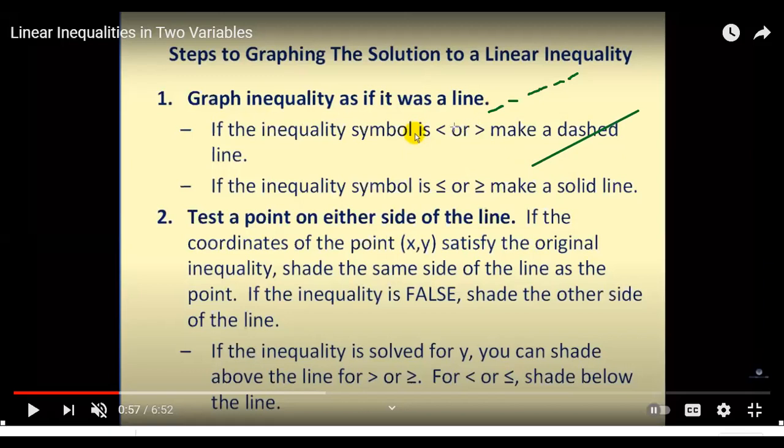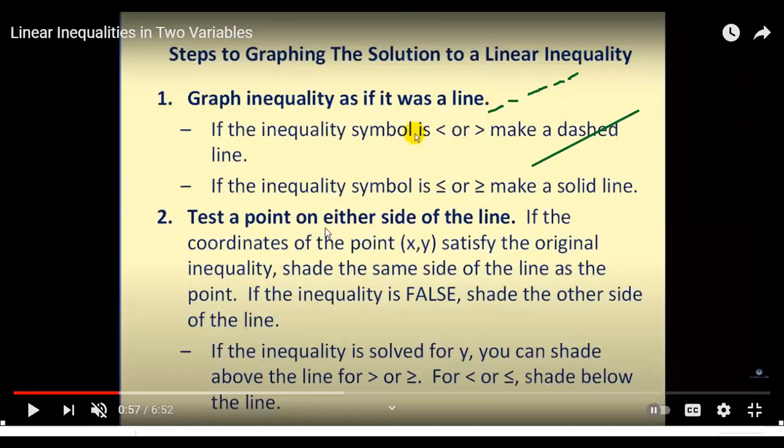The difference between the linear equation and the linear inequality: if the inequality symbol is greater than or smaller than, the line will be a dashed line. If the inequality symbol is greater than or equal or smaller than or equal, it will be a solid line. So if it's only less than or more than, we will use a dashed line. If it's less than or equal or more than or equal, it will be a solid line. So this is the first point to graph the inequality.